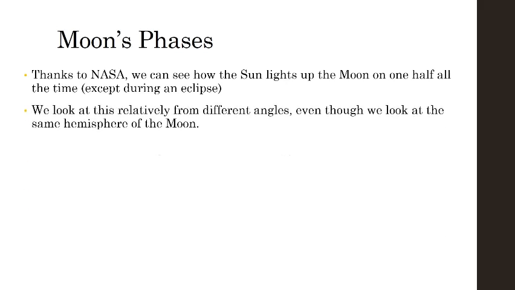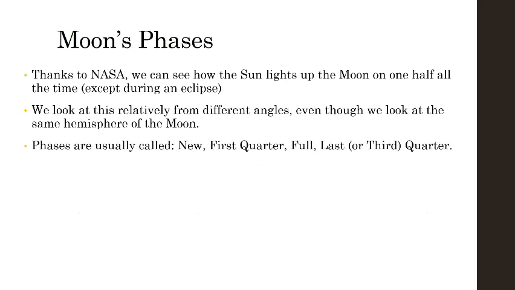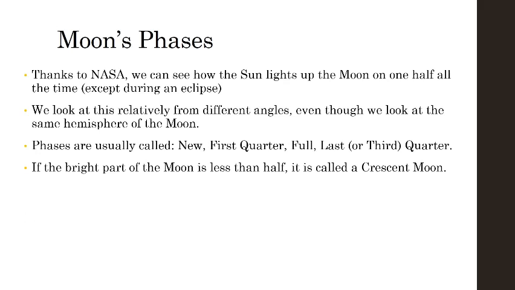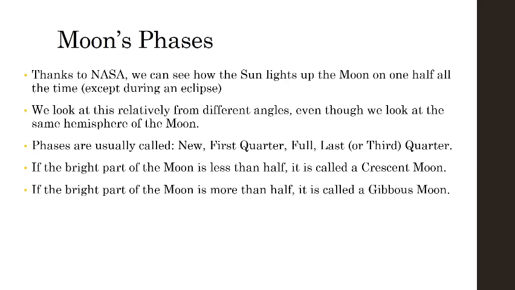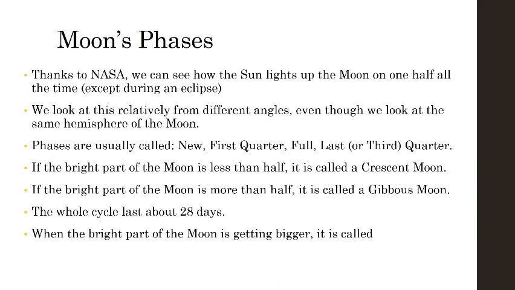And we look at this relatively from different angles on Earth, even though we look at the same hemisphere of the moon, roughly. Phases are usually called new, first quarter, full, and last quarter or third quarter. If the bright part of the moon is less than half, it's called a crescent moon. If the bright part of the moon is more than half, it's called a gibbous moon. And the whole cycle lasts about 28 days.